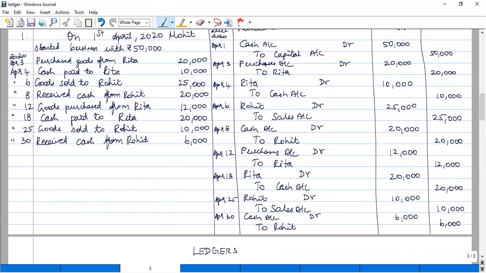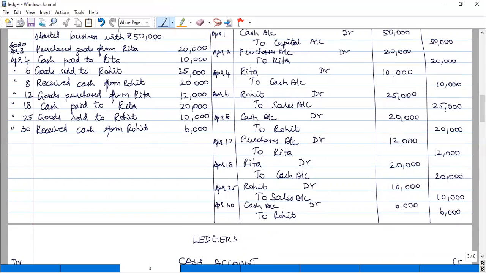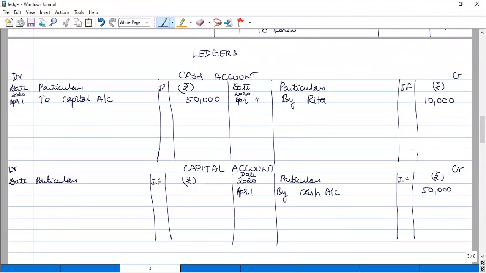So now we have two accounts involved here. First comes the debit of cash account. So come to cash account and you also debit cash account. What is the reason for the debit? It is because we have received cash from Rohit. Okay. And how much is the cash received? It is 20,000. And this transaction is on April 8th.